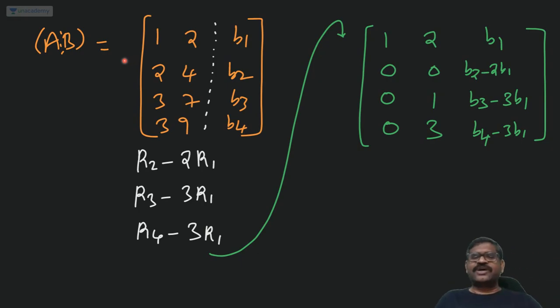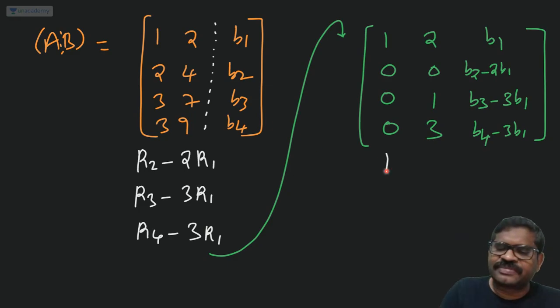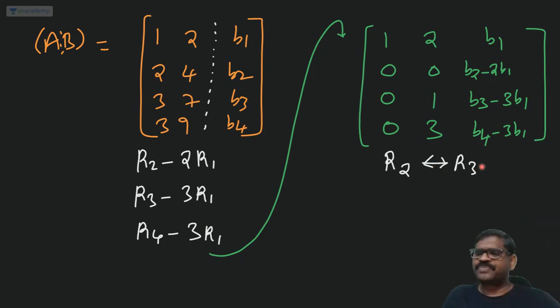Is it in echelon form? No. Okay. To reduce the matrix to echelon form, apply the operation R2 interchange with R3. If you interchange R2 and R3, because in R2 you have 2 zeros before the non-zero element, in R3 you have 1 zero. That's why I am going to interchange R2 and R3.